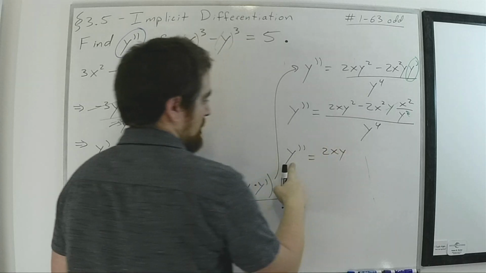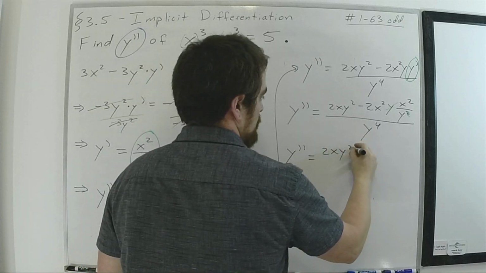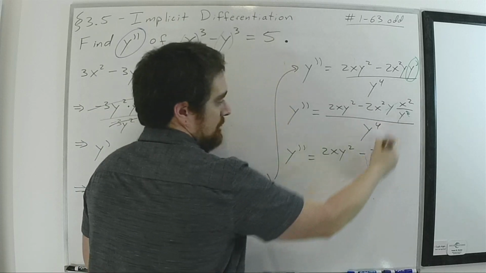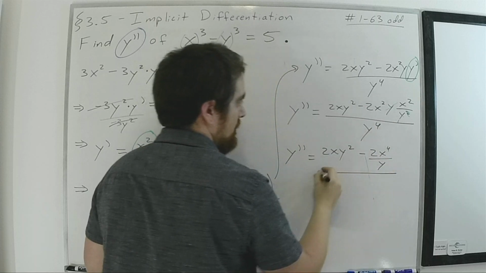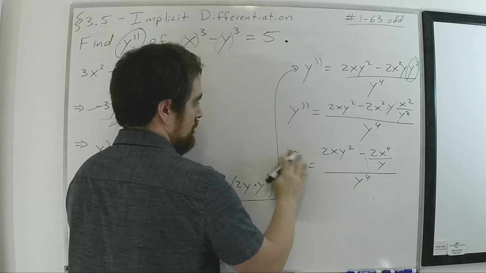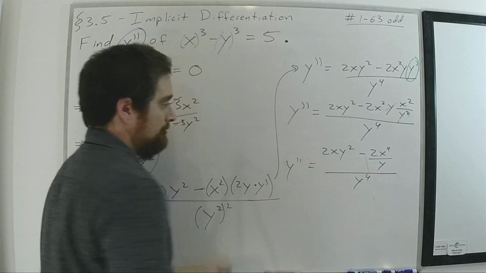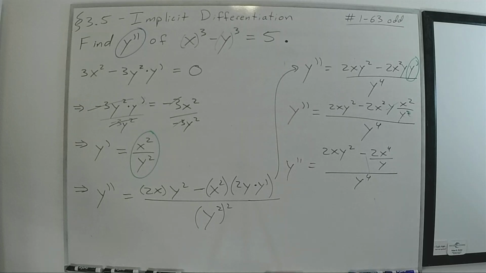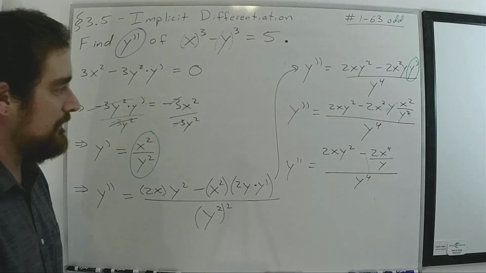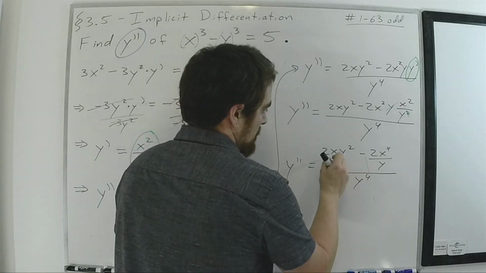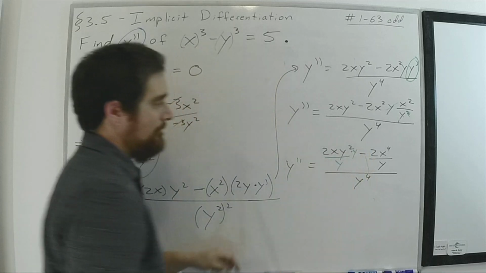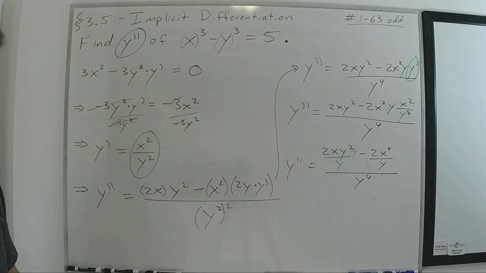So here's y double prime is equal to 2xy squared minus 2x to the 4th. I still have this extra division by y. And then on the bottom, I still have y to the 4th. Move this down a little bit so it lines up a little better. Well, now I've got this complex fraction thing going on. So rather than leave it like this, I'm going to divide by y here and multiply by y, just to get a nice common denominator up top.